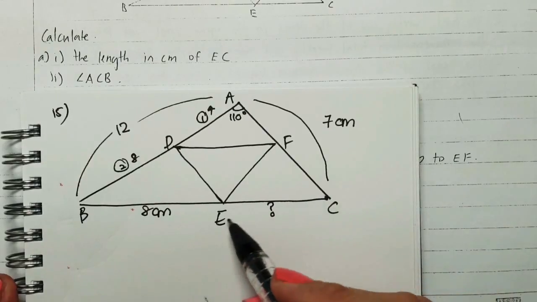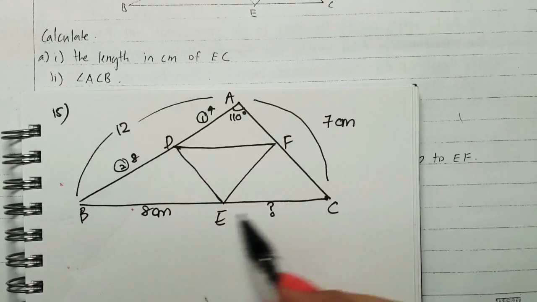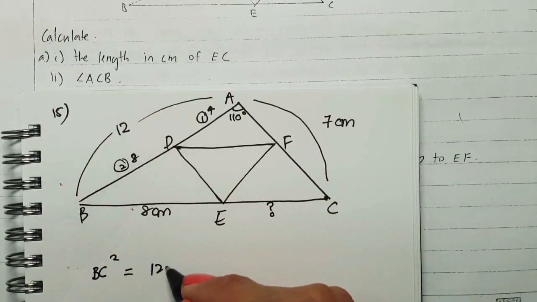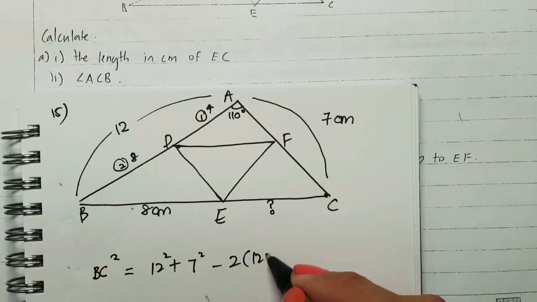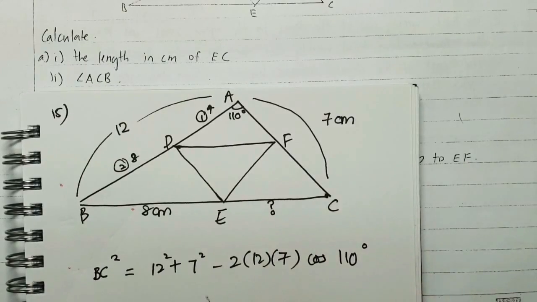So let's find the EC. Now EC is part of the BC, so we just use this one. BC squared equals A squared plus B squared minus 2AB cos 110. For this one, just use the calculator. Let's see what's the answer.